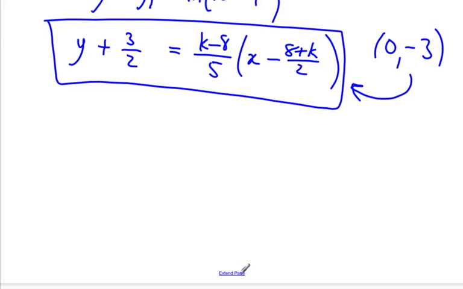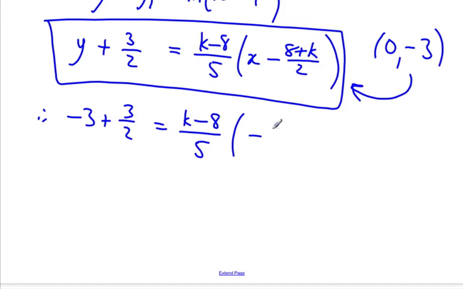So therefore, -3 plus 3 over 2 equals k plus minus 8 over 5 times by 0 minus 8 plus k over 2. Now, we've substituted the 0 in to where the x is. We've substituted the -3 where the y is.